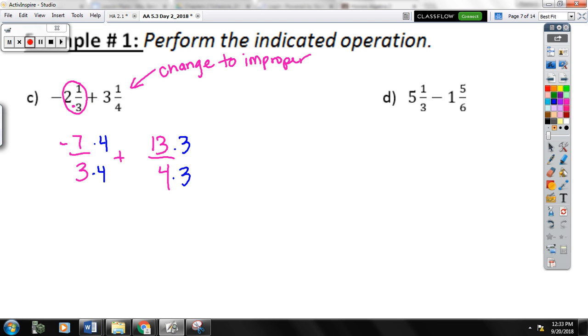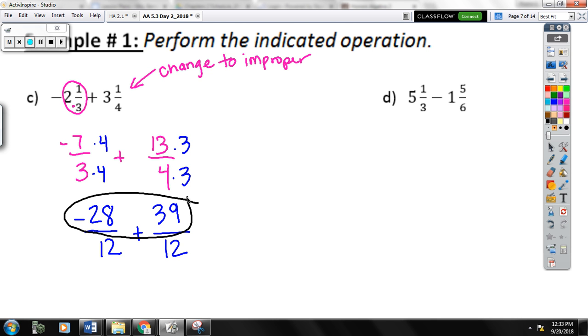And so we'll get negative 28 twelfths plus 39 twelfths. And then remember, when you're adding numbers with different signs, you're really subtracting. So 39 minus 28 is 11. And the positive had the bigger number, so it's 11 twelfths.